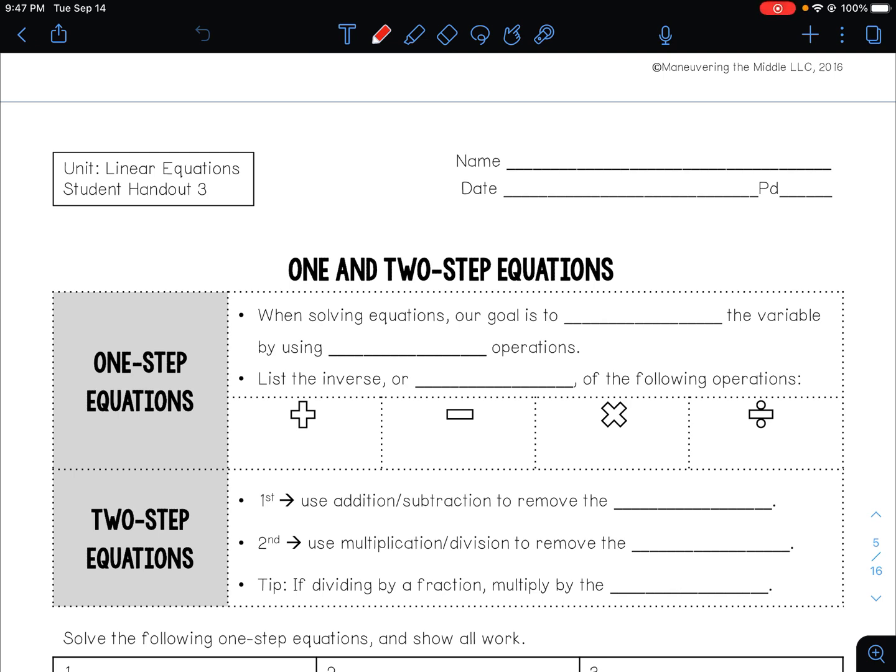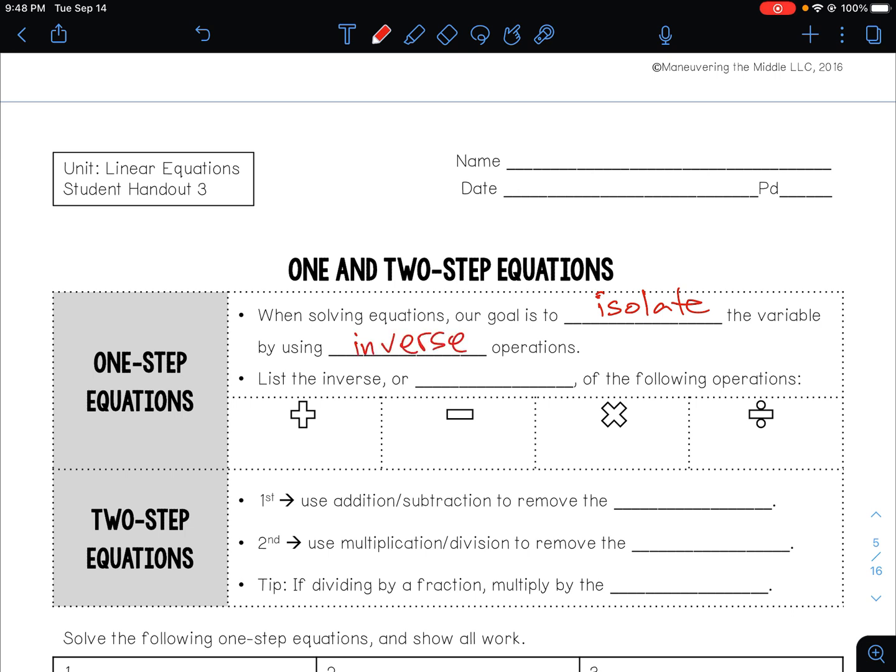In this video, we are going to learn how to solve one- and two-step equations. Let's begin. So, one-step equations. When solving equations, our goal is to isolate the variable. Isolate. That means to get the variable by itself. And we're going to isolate the variable by using inverse operations.